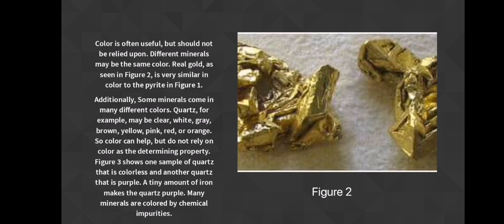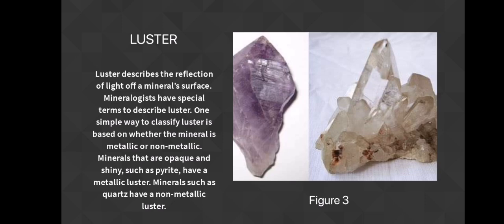Quartz, for example, may be clear, white, gray, brown, yellow, pink, red, or orange. So, color can help, but do not rely on color as the determining property. Figure number 3 shows one sample of quartz that is colorless and another quartz that is purple. A tiny amount of iron makes the quartz purple. Many minerals are colored by chemical impurities. So this is yung sinabi kanina na figure number 3.